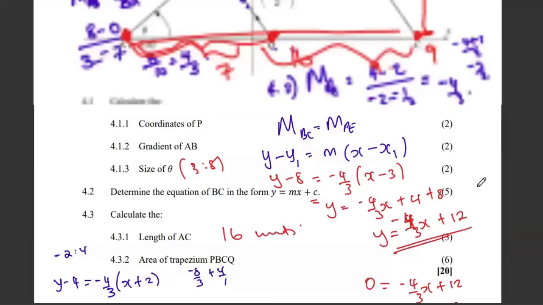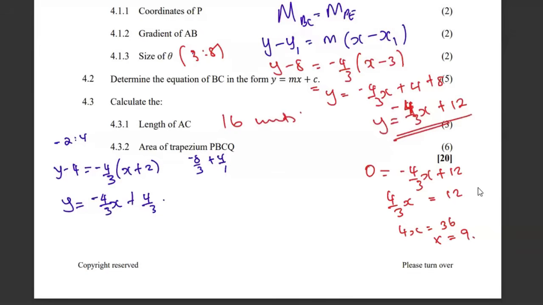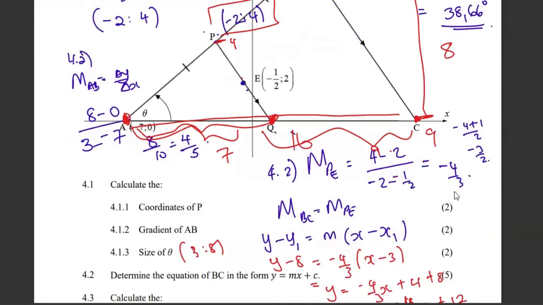Okay, so that is our equation. But for the x-intercept, y is 0. So 4 over 3x is the same as 4 over 3. This cancels that, meaning that x is 1. So if Q is at 1, the distance here is basically 8 units.